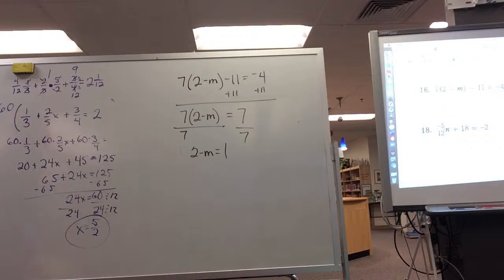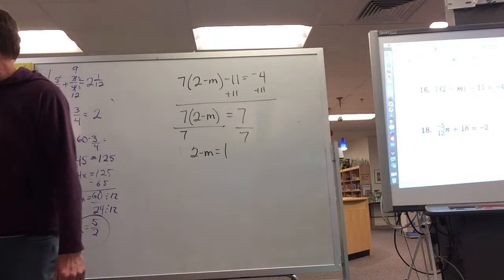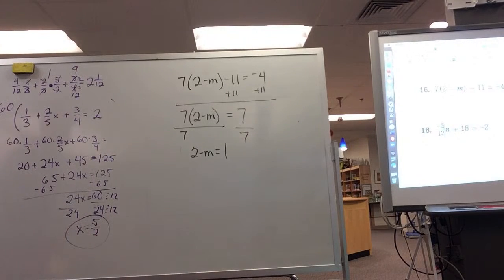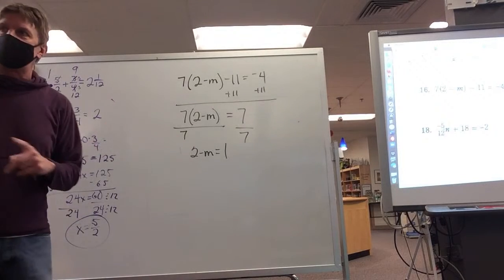But then if you follow it through with doing the thing that we've been doing, when you add 2 to get rid of the 2, and then add 2 to 1, you would say that m is 3.